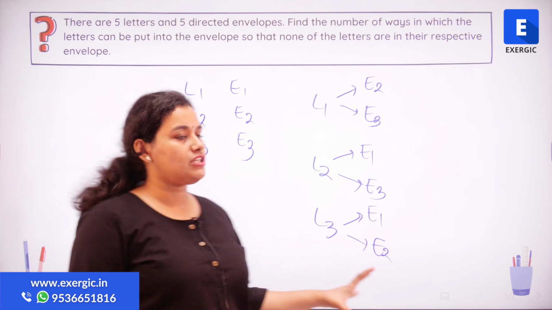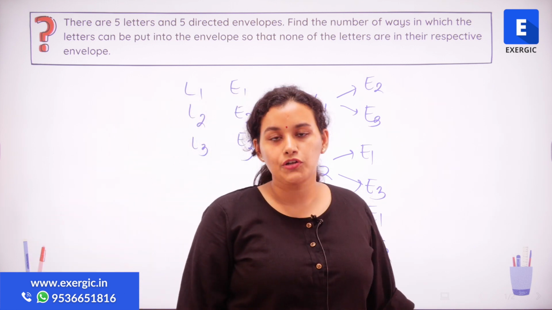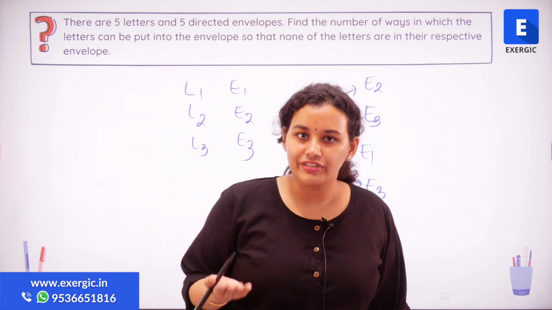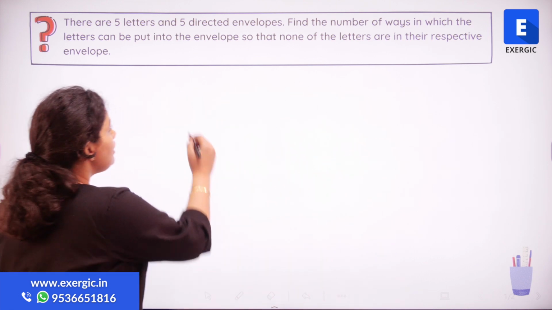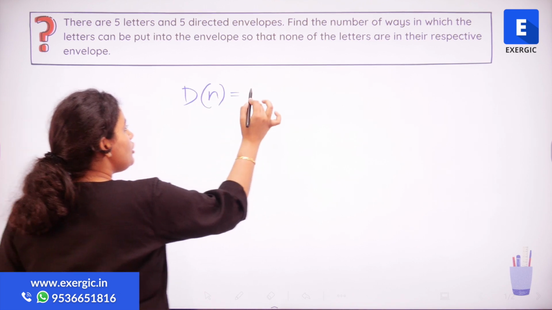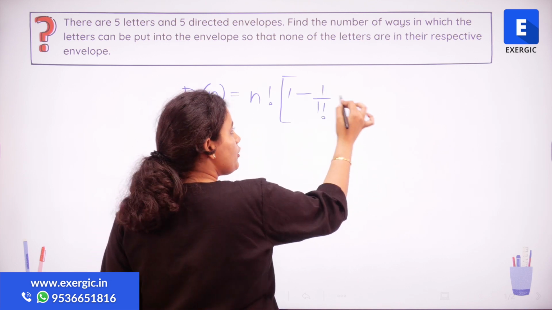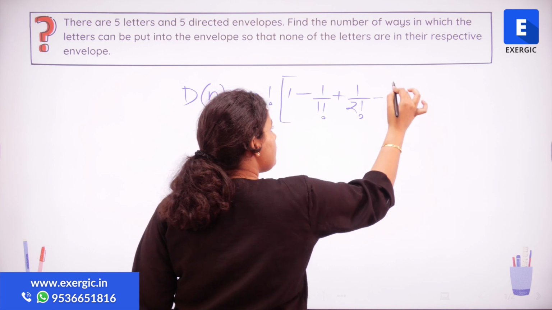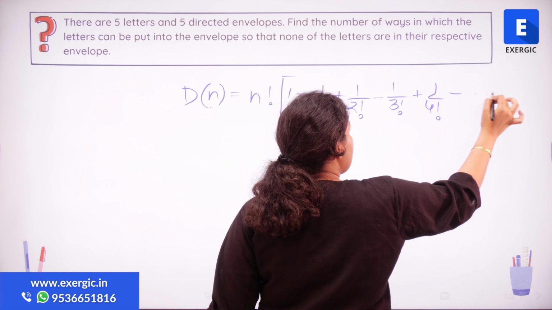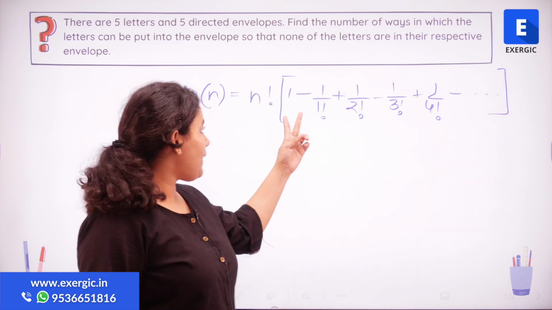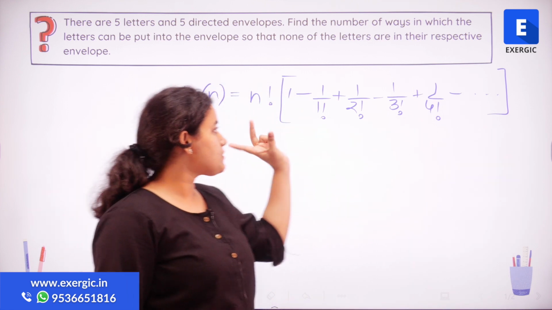So this is the situation that is given to us, and we tackle scenarios of this kind using the concept of derangement. There is a very simple formula for derangement, which is given as Dn is equal to n factorial multiplied with 1 minus 1 upon 1 factorial plus 1 upon 2 factorial minus 1 upon 3 factorial plus 1 upon 4 factorial and so on, right? So the minus and plus are there in alternating fashion, and we multiply this with n factorial.